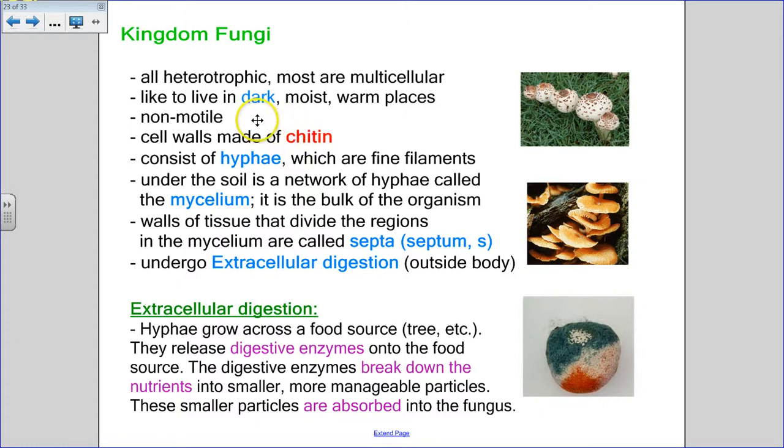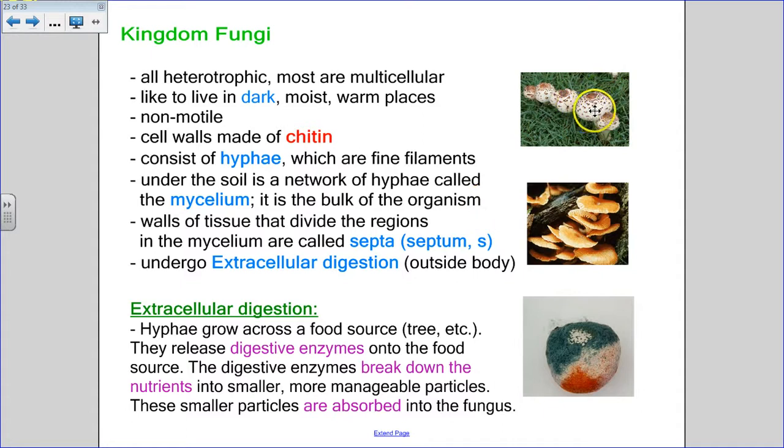Again, they're non-motile or sessile, so that just means they can't move around. Their cell walls are made of chitin, whereas plant cell walls are made of cellulose, so they have very different structure as well. Fungi consist of hyphae. We call them hyphae, a hypha singular, and a hypha is a fine filament, so it's like a little stringy part. Under the soil, you'd find a network of them, a mass of them, which is called a mycelium, and that forms the bulk of the organism.